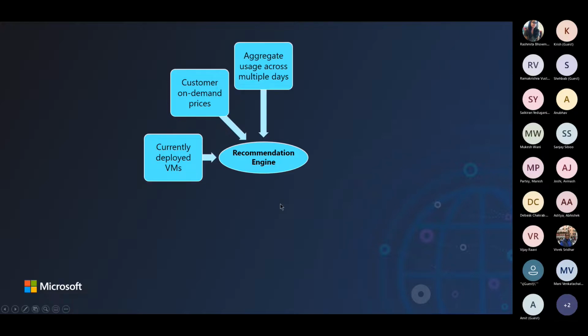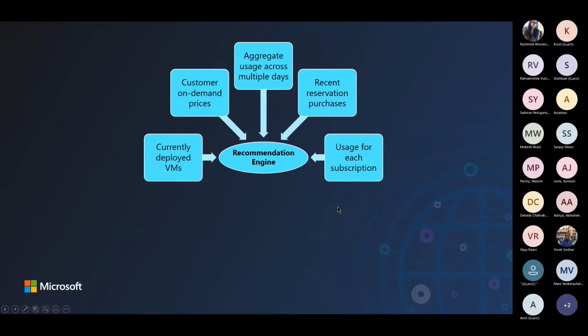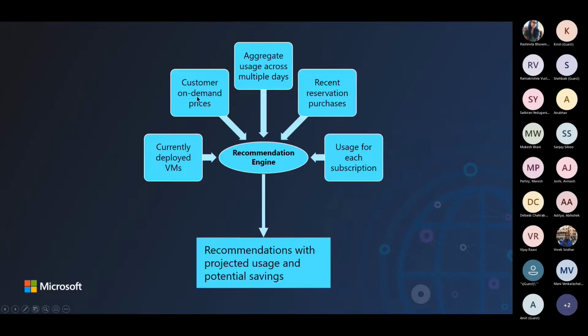Then it will look into the aggregate usage, like the performance counters or the metrics for the last 7, 30, 60 days, etc. It will take into account those specific usage patterns. And it will also look into any recent reservation purchases, right, for you to get the right benefit. And it will look for each of the subscriptions under your enterprise enrollment, right? And based on all these different combinations, it finally brings in specific recommendations with the projected usage and a potential saving.